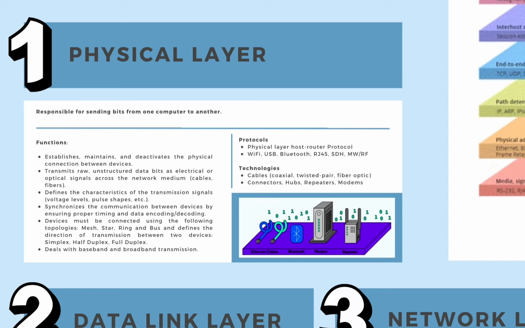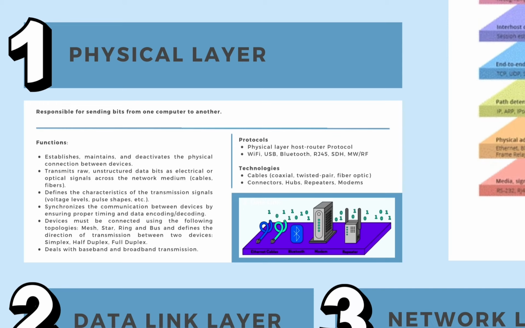This layer is basically responsible for sending bits from one computer to another. The bits are the representation of the data in this layer. Another basic function of this layer is that it establishes, maintains, and deactivates the physical connection between devices. It helps us transmit raw, unstructured data bits as electrical or optical signals across the network medium. And when we are talking about network medium, we are talking about cables and fibers, which are the main technology for this layer. Cables can be coaxial, twisted pair, or fiber optic. We have many types of cables.